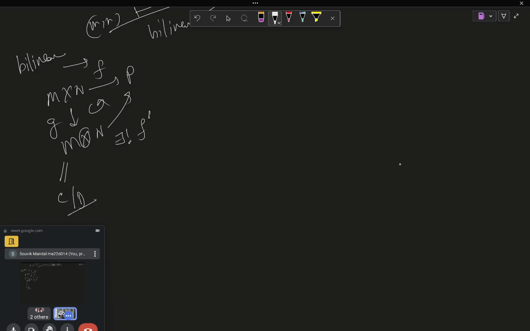Think about it. It is not difficult now, because M tensor N is C by D. It is some kind of quotient, and C by D is constructed from M cross N. So how will you get this done? It is not difficult. Now it is easy. You know this thing.